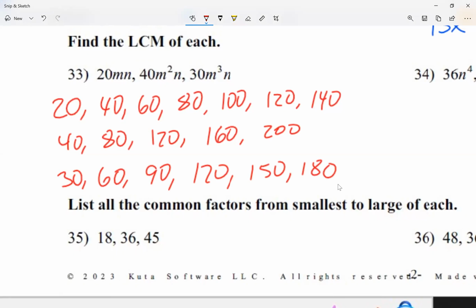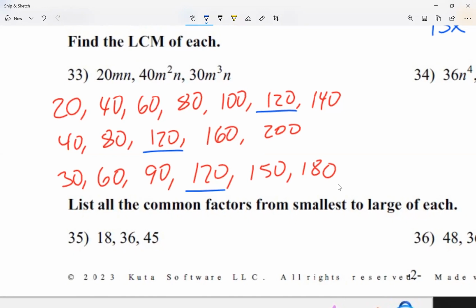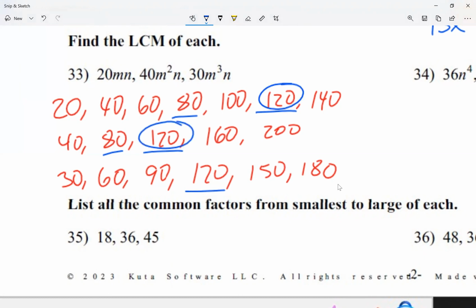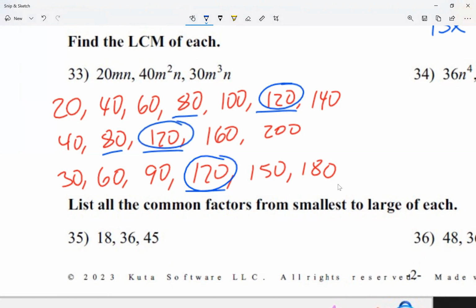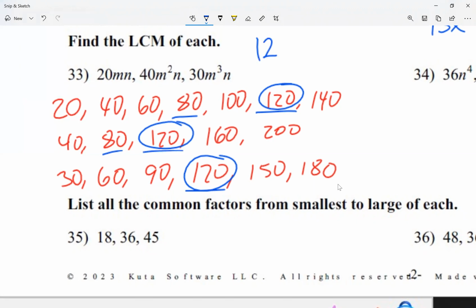Okay, so let's take a look. Number-wise, I see 120 as a common multiple. My question is there a smaller common multiple? No. I see 80, but 80 is only on 2 lists. It's not a common multiple because it has to be in all of them. So nope, 80 is not. So I guess 120 is the smallest multiple there is. Okay. So number-wise, I'm going to say 120.